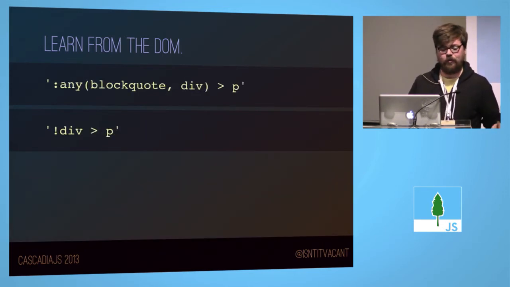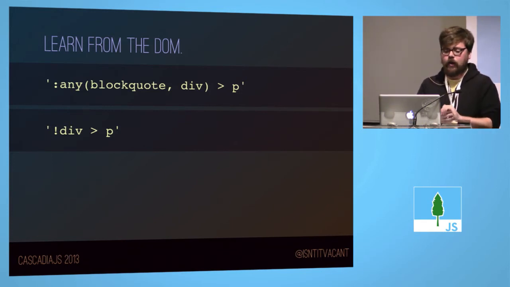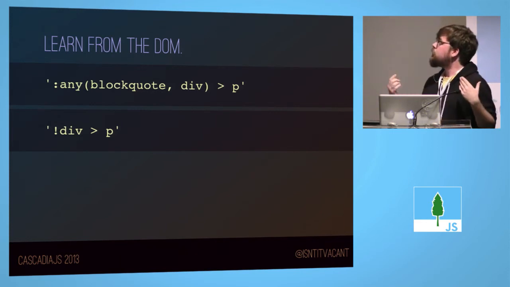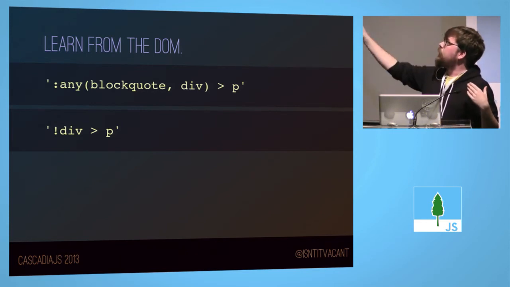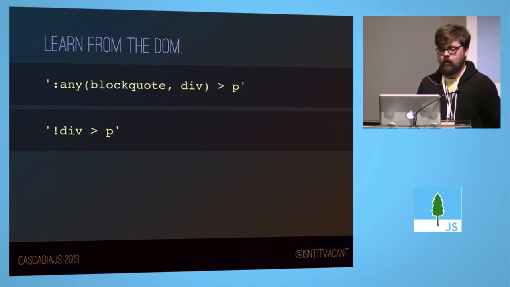And finally, CSS4 brings us a lot of useful features. The any or matches pseudo class lets us borrow the comma behavior for individual nodes. So you can actually have a traversal up to anything that is a block quote or a div.